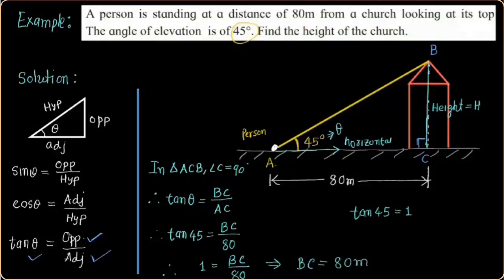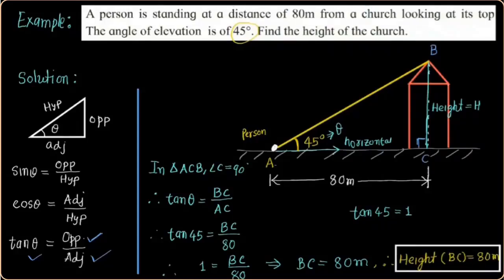Okay. So whatever is the distance between A and C, the same distance will come here, that is going to be 80 meters. So the answer would be very simple. Therefore, the height of the church, that is BC, will be equal to 80 meters. Straightforward. Therefore, the height of the church is going to be 80 meters. We will see one more example to understand the concept.